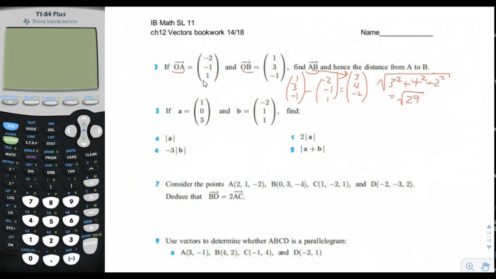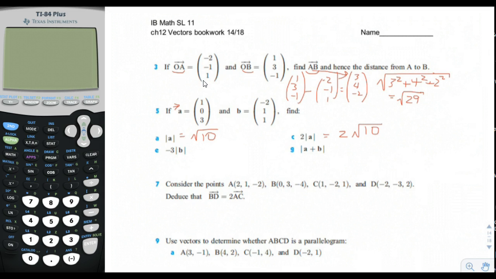Next one, 5. If vector A is 1, 0, 3, and vector B is negative 2, 1, 1, find the length of vector A. So that would just be the square root of 1 plus 9, 3 squared, which is 9. So that would be square root of 10. Let's see, C would be 2 times the length of vector A, which would be 2 square root of 10.